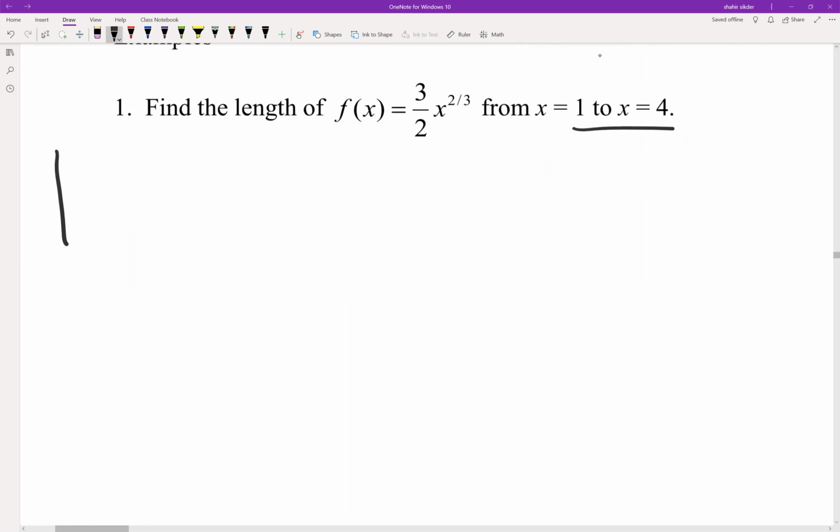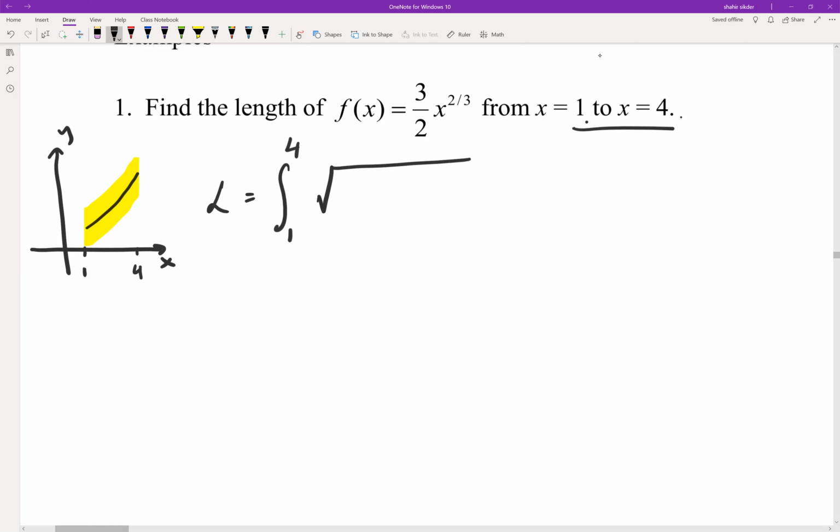Well, you don't have to know how to draw this, but if you're a pictorial person, I don't care what's really happening. I only care from 1 through 4. I want to find out the length of this guy right here. So what do I need? If you recall, the formula needs some kind of bounds, which we do have. Integral, what are my bounds? 1 through 4. Then it says square root of 1 plus f prime of x, that whole quantity getting squared.